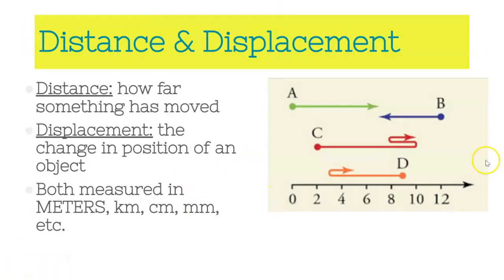All right, so just a review of what distance and displacement are. Distance is how far something has moved, and displacement is the change in position of an object. Both of these are measured in meters, so we're going to be using the International Standard units, so kilometer, centimeter, millimeter, etc. But remember, distance just has that single unit, and displacement also needs a direction. So distance is a scalar quantity, displacement is a vector quantity, so it needs both the unit and the direction of the displacement as well.